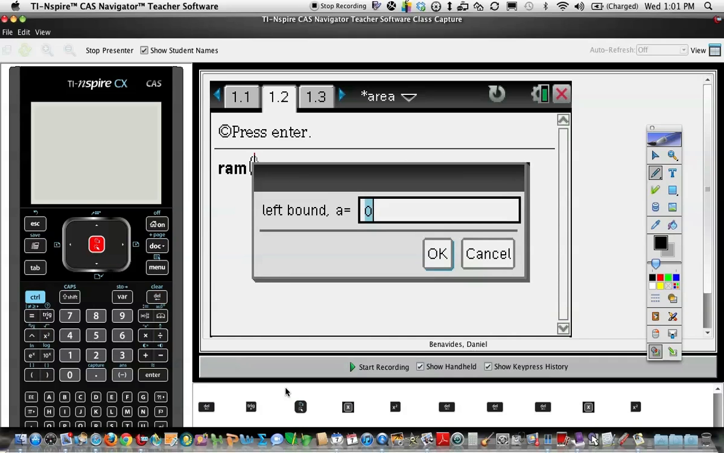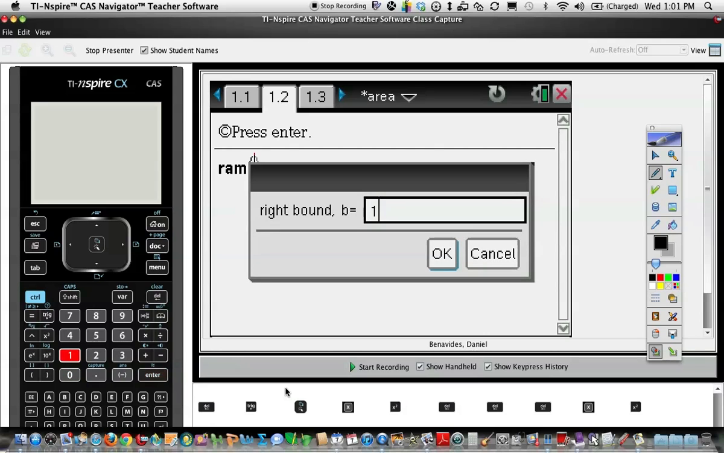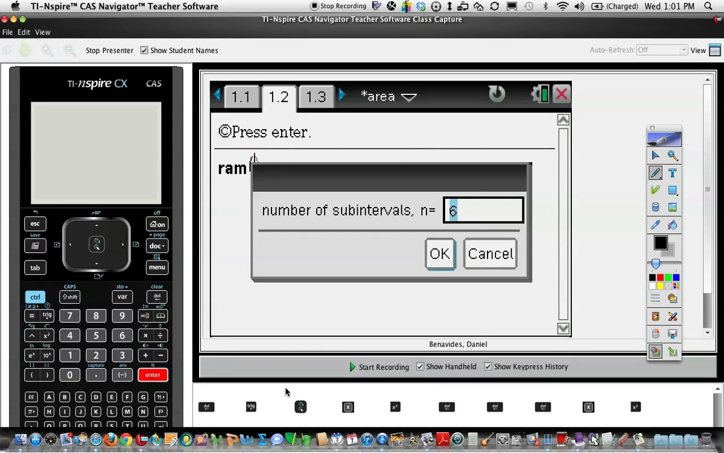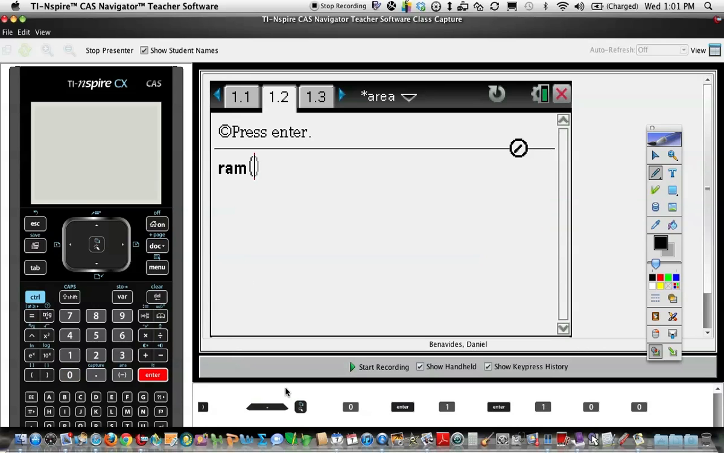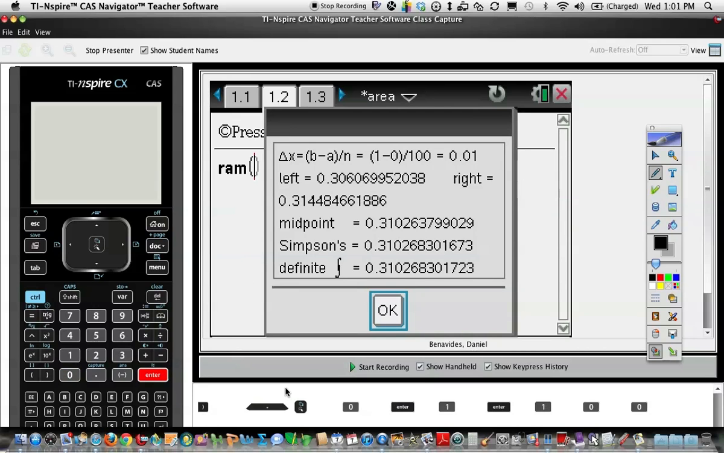Then it asks for the left bound. We're going to do 0 to 1. So put in 0. And then put in 1. And we're going to do 100 subintervals. Give it just a second or two. And there it all is. So there's L100. And if we look on page 376, they have all those written out there. Okay, there's R100, there's our midpoint, there's our Simpson, there's our exact.